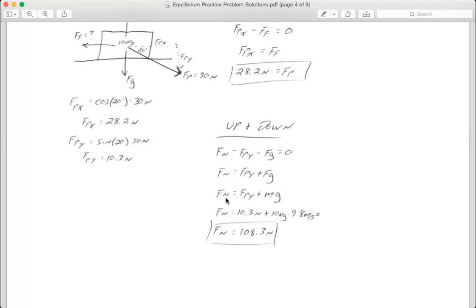I'm now going to plug in what I know for force of gravity. That's mg. And force of push in the Y direction we solved for in a previous step is 10.3. We did that right over here in case you forgot. So my normal force equals 10.3 newtons plus 10 kilograms times 9.8 meters per second squared. My calculator will tell me that my normal force has to be 108.3 newtons.